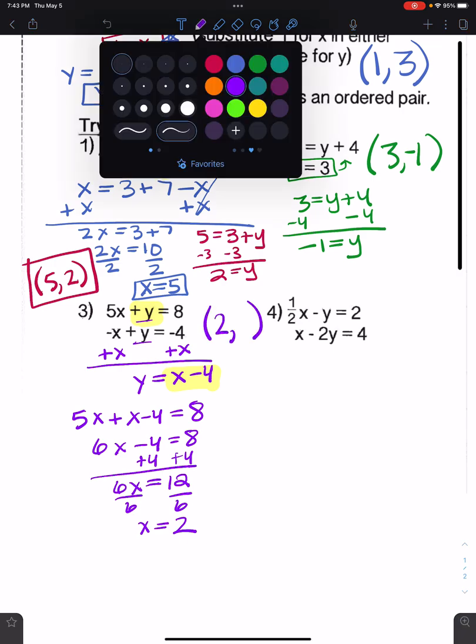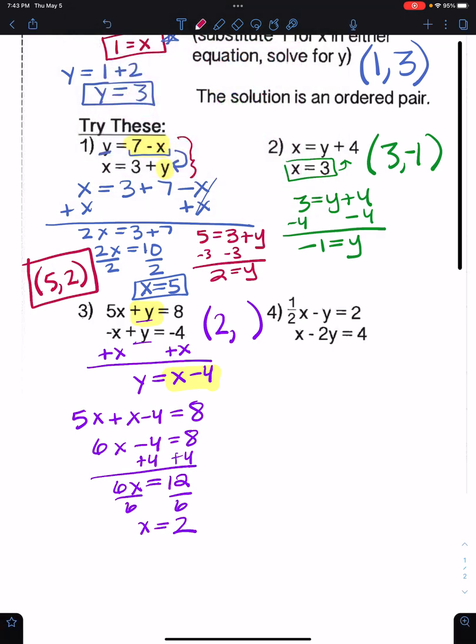And then to find the y, let me switch colors. I'm going to take this x equals 2 and replace the x in either one of these equations with 2. I think in this case the first one's easier, even though it seems to have bigger numbers. That negative in front of the x could throw some of you off, but I'm going to do 5 times 2 instead of 5x because x is 2, plus y equals 8. 10 plus y equals 8. Subtract 10 from both sides, and y is -2. So this is the point (2, -2).